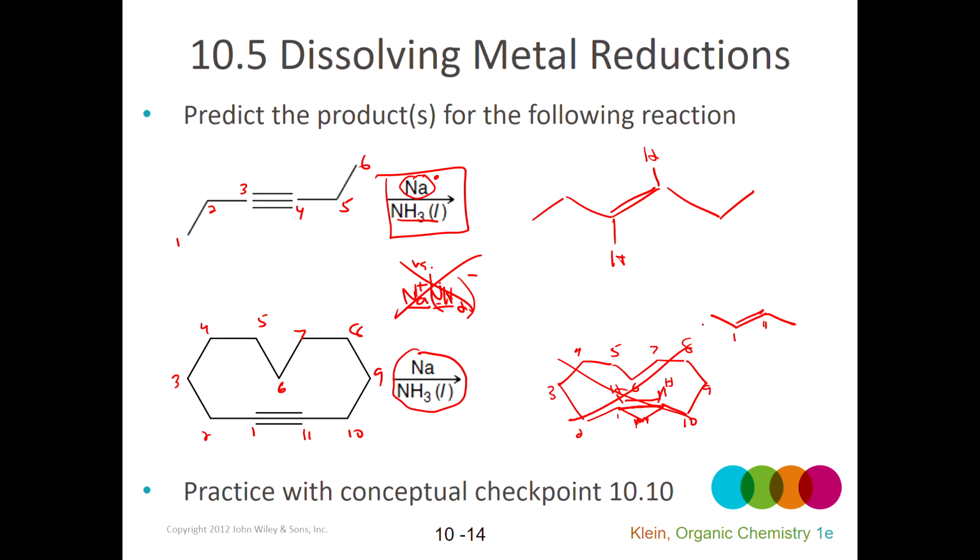So then I can go 2, 3, 4, 5, 6, 7, 8, 9, 10. There we go. And obviously your bond angles don't have to be perfect. It's difficult to draw big rings like that and get the bond angles correct. As long as you show that the double bond created is trans and you still have the correct number of carbons, you're good in that situation.